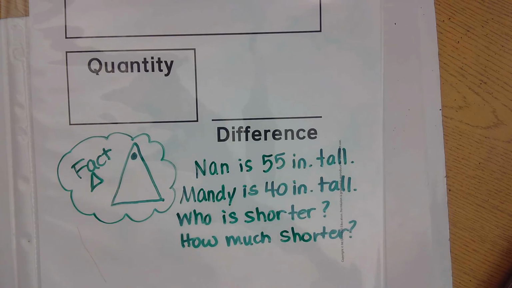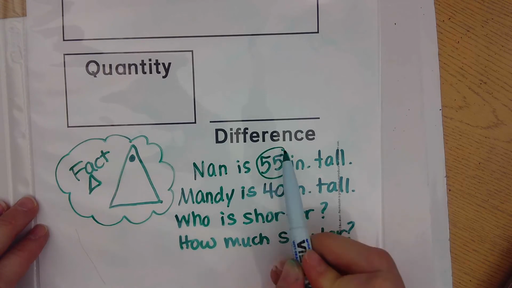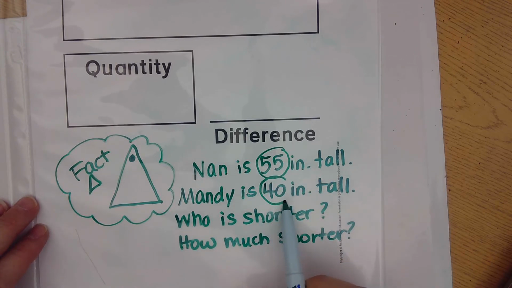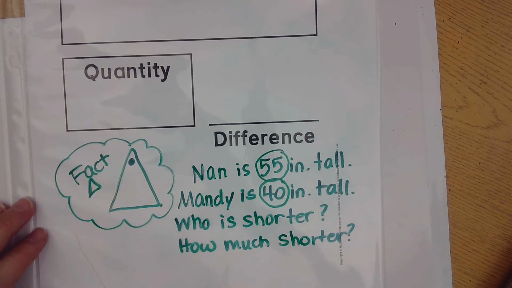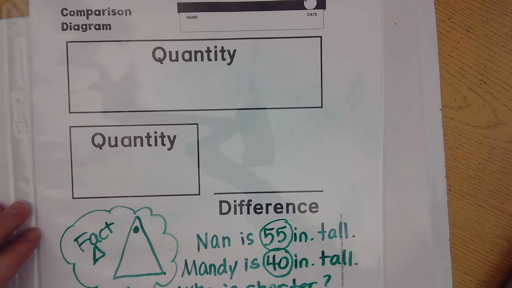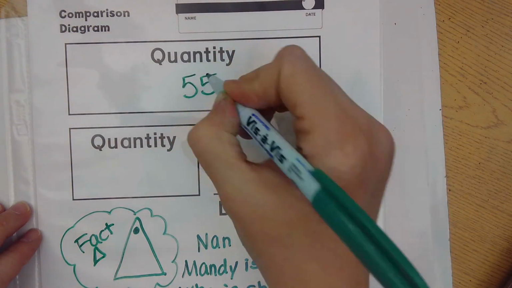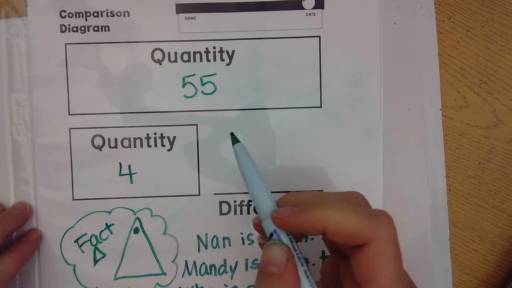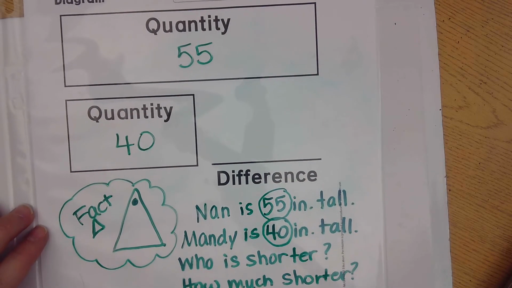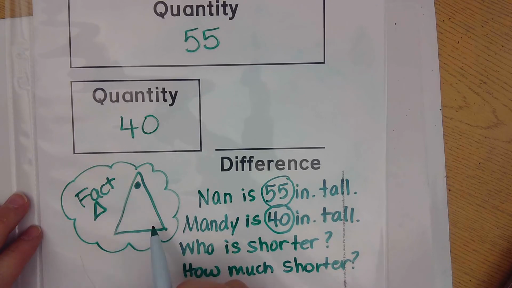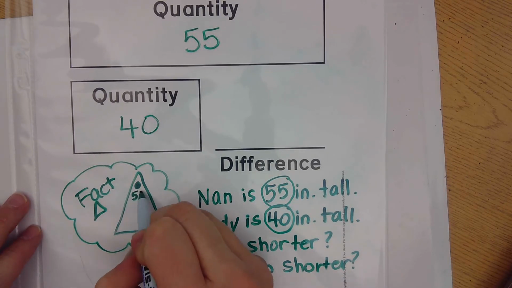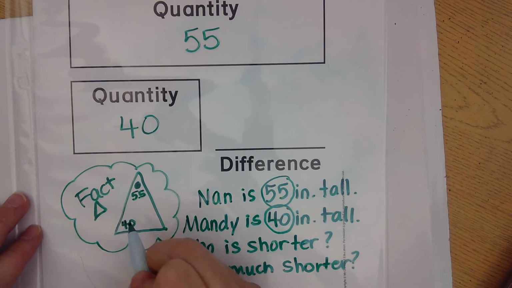Let's look at this problem. Nan is 55 inches tall. Mandy is 40 inches tall. Who is shorter? How much shorter? So I know my two quantities: one person is 55 inches, another person is 40 inches. And if I were to put that into my diagram, I would write that Nan is 55 inches, Mandy is 40 inches. So if I were to plug this into my fact triangle as I'm thinking about that, 55 would be at the top and 40 would be here.